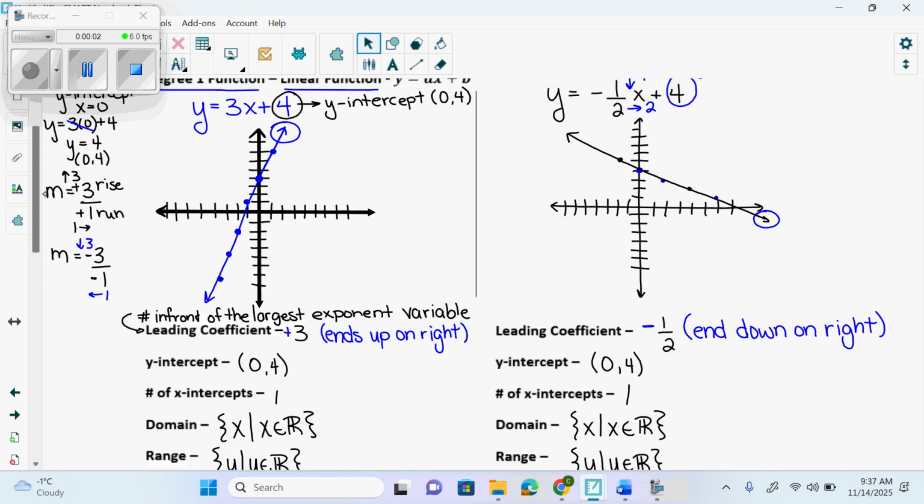Coefficient tells you how it ends on the right. So positive leading coefficient, it ends up on the right. Because it's odd, it does the opposite on the left. So we know it ends down on the left. For this one, it ends down on the right. It ends up on the left.